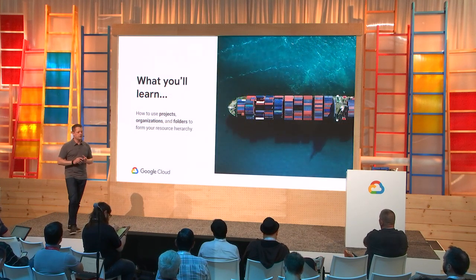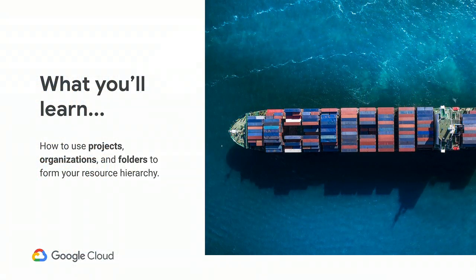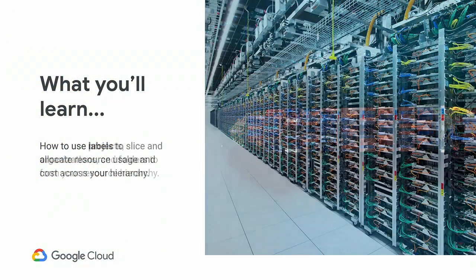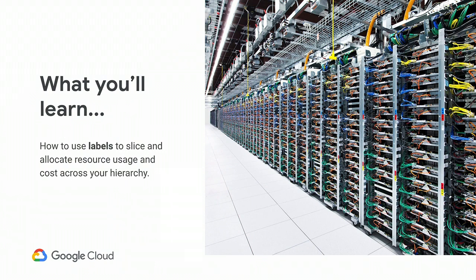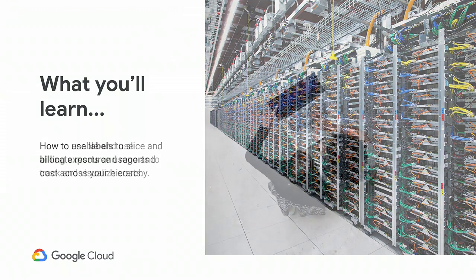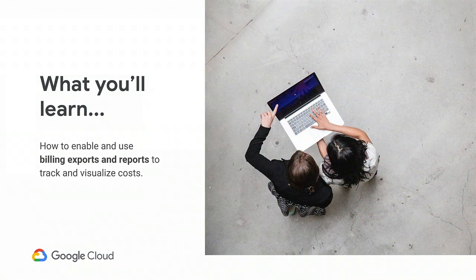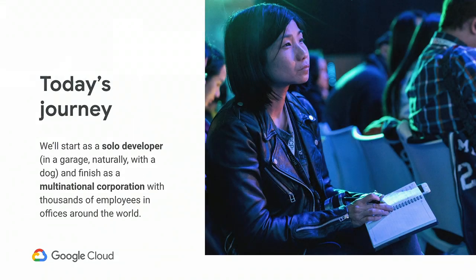What will you learn? We'll look at projects in the context of organizations and folders. We'll look at labels for slicing and dicing cost across those projects and folders. And we'll look at exports and reports that help you track and trace those costs as you run workloads on GCP.